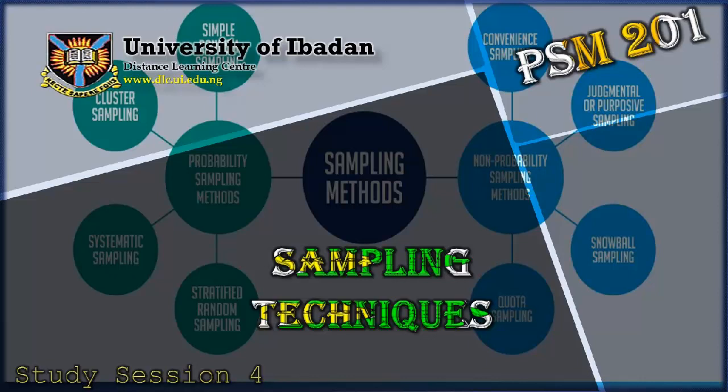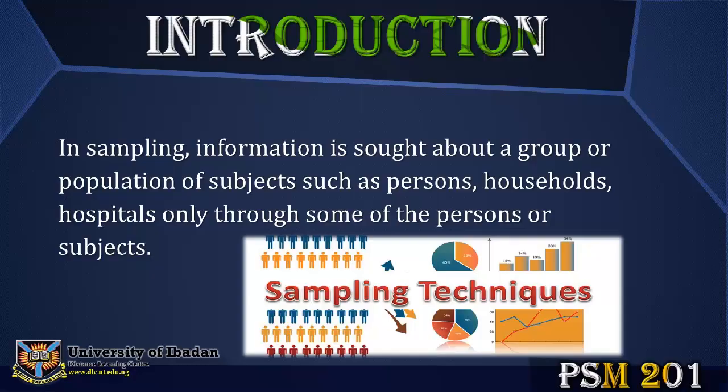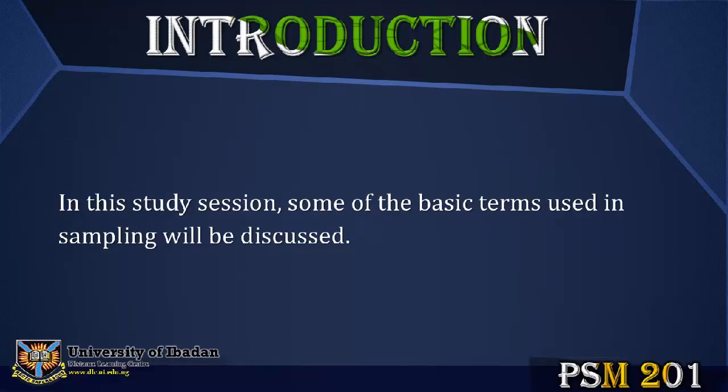PSM 201 Study Section 4. Sampling Techniques. Introduction. In sampling, information is sought about a group or population of subjects such as persons, households, hospitals, only through some of the persons or subjects. In this study section, some of the basic terms used in sampling will be discussed.